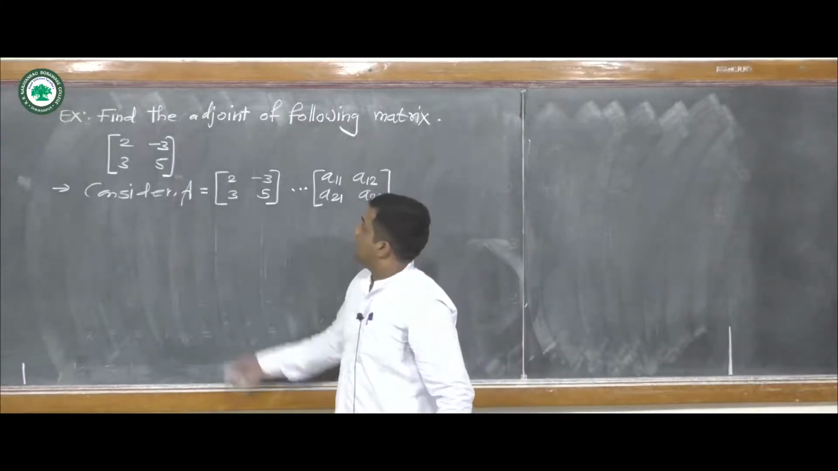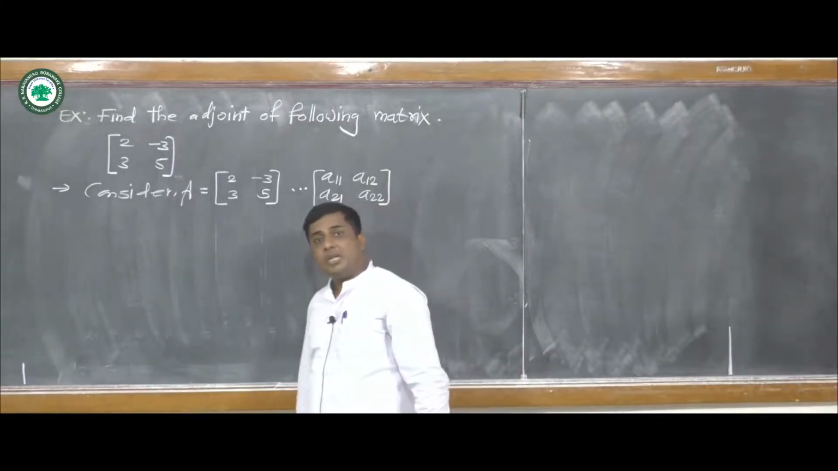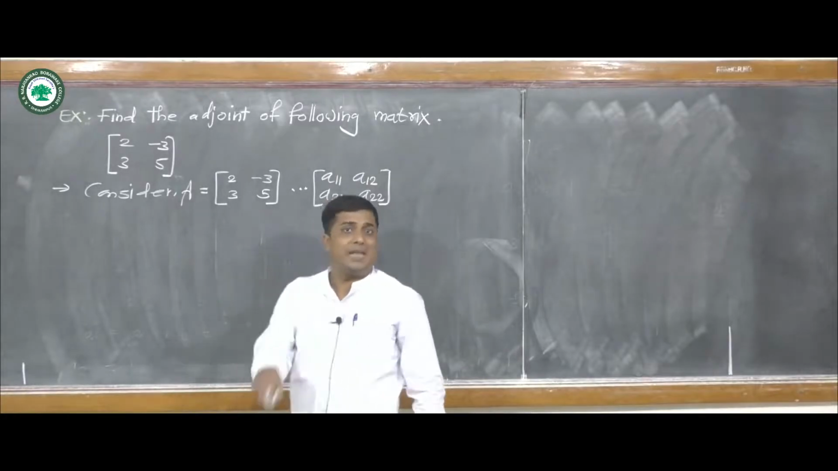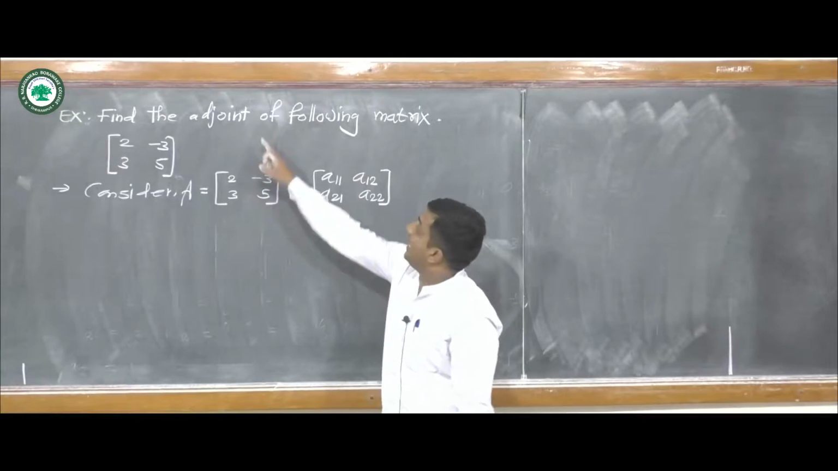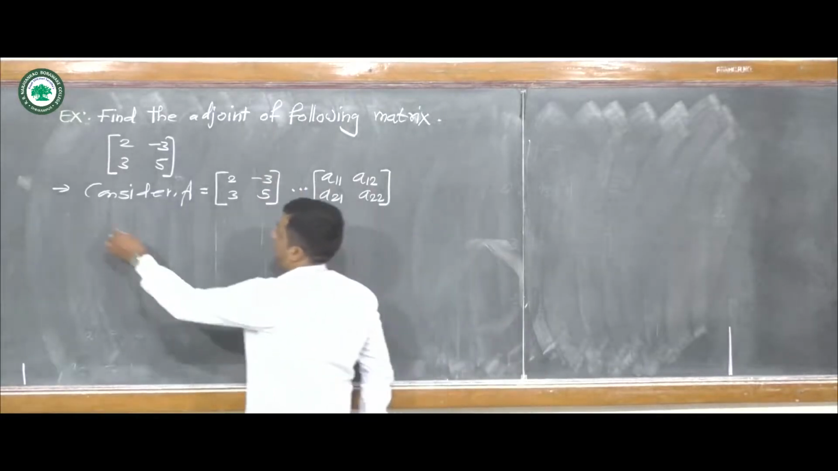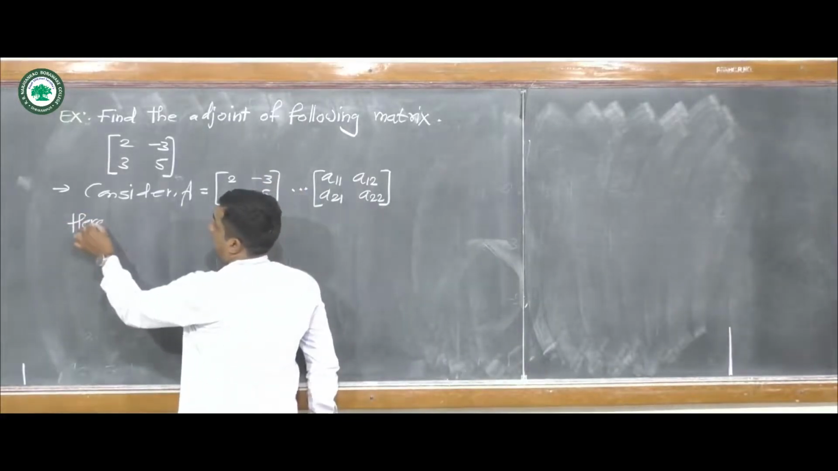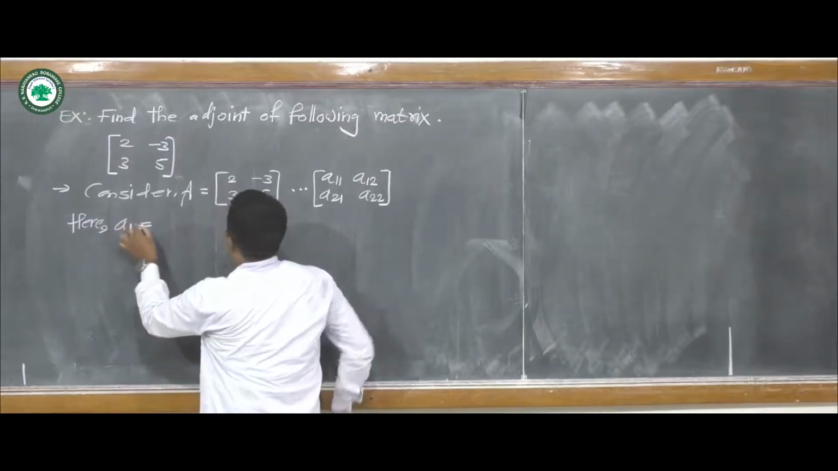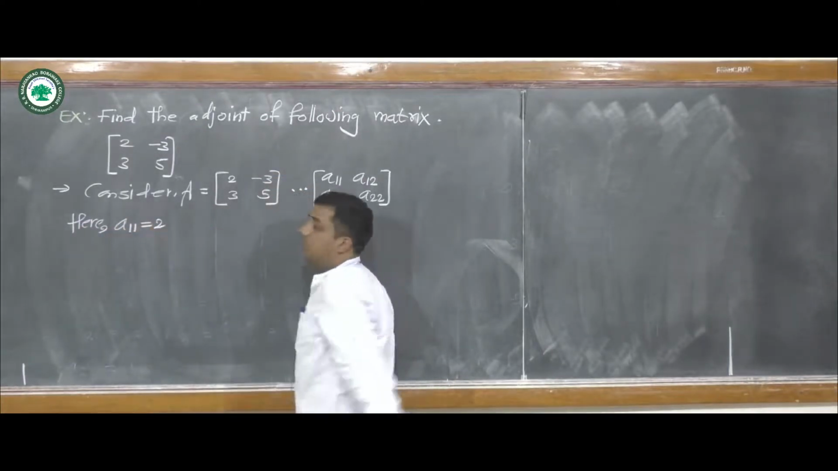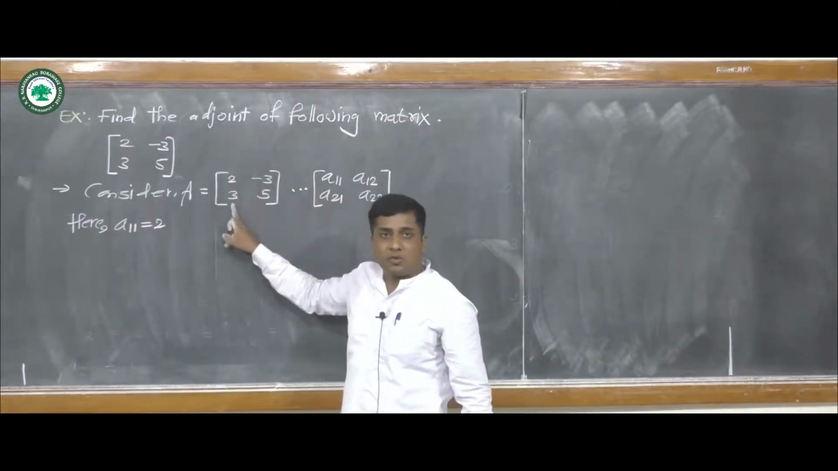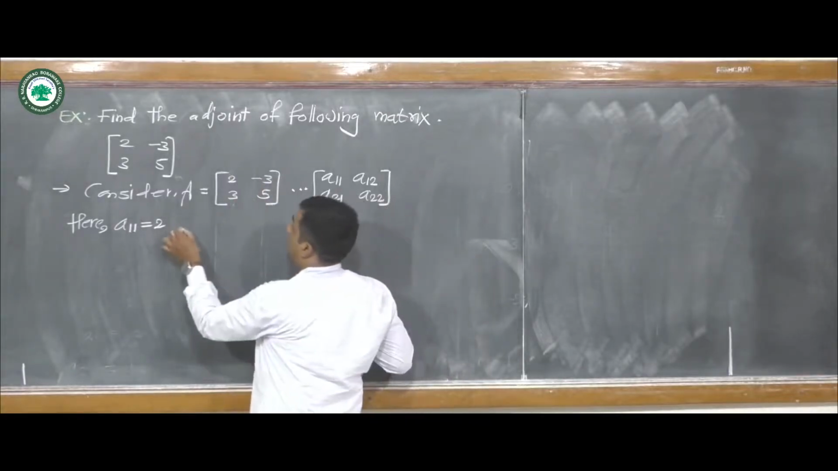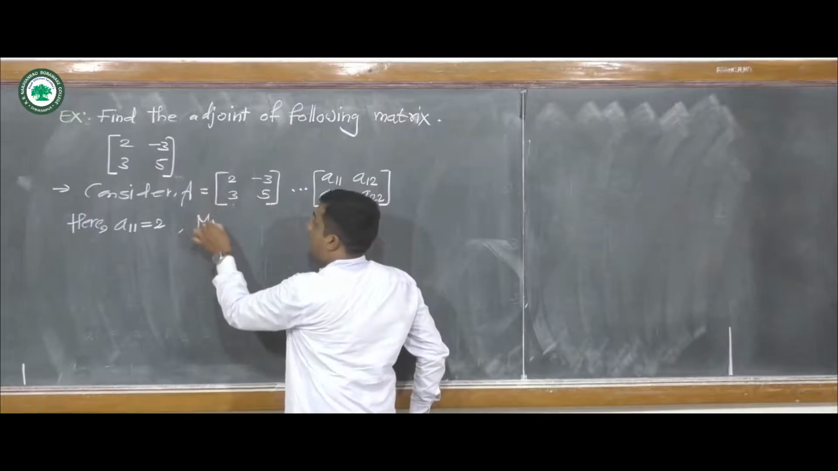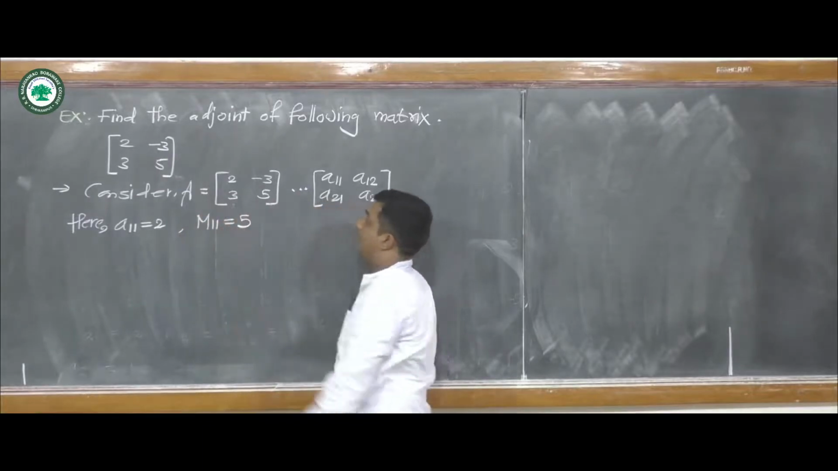Okay, here we consider the minor of each element and the cofactor of each element. That is, we find the cofactor matrix to find the adjoint. Here A11 is equal to 2. Here 2 is in the first row and first column. We delete the first row and first column. Here we get only 5. So M11 is equal to 5.